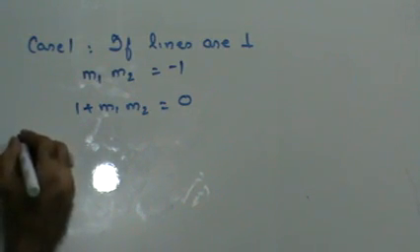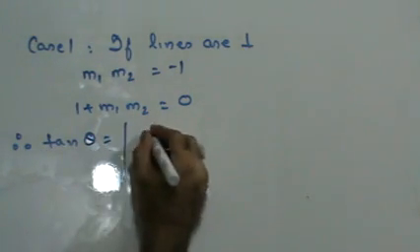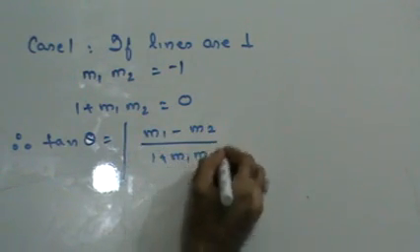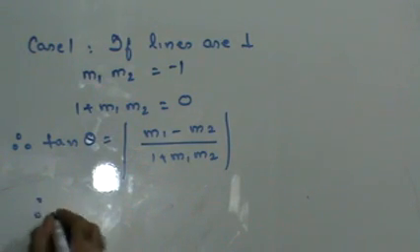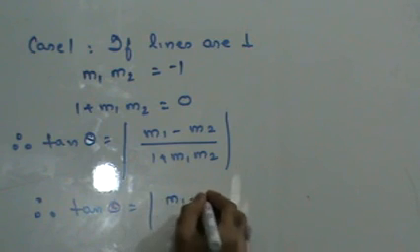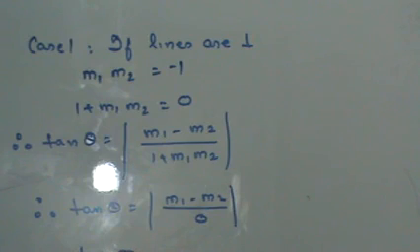Right? Therefore, I could say that tan theta, but tan theta is nothing but m1 minus m2 upon 1 plus m1 m2. We found out the value of 1 plus m1 m2 as 0. Therefore, I can say that tan theta will be nothing but m1 minus m2 upon 0. Tan theta will be nothing but infinity. Anything divided by 0 is infinity. Right?